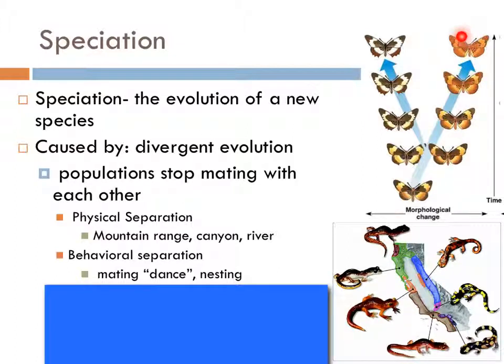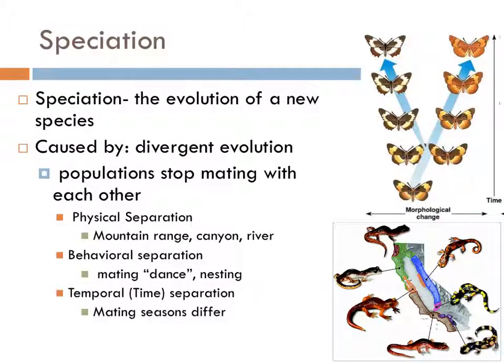And then finally, the last way of separating is what they call temporal separation, or separation in time. So their mating seasons might differ. So if this guy is looking to mate in June and this lady's looking for a mate in August, they're not going to line up too well, so chances are they are not going to mate.